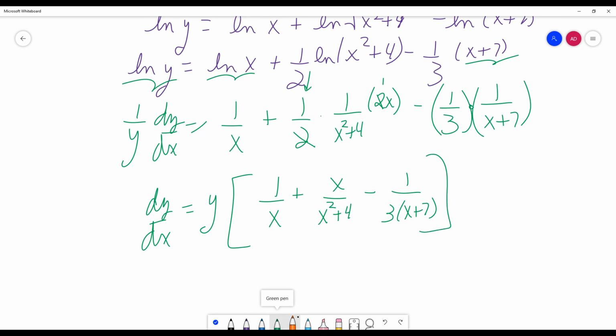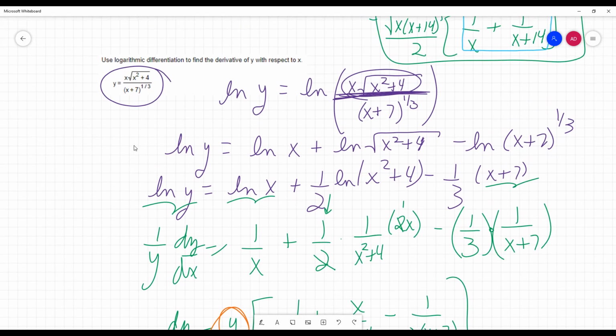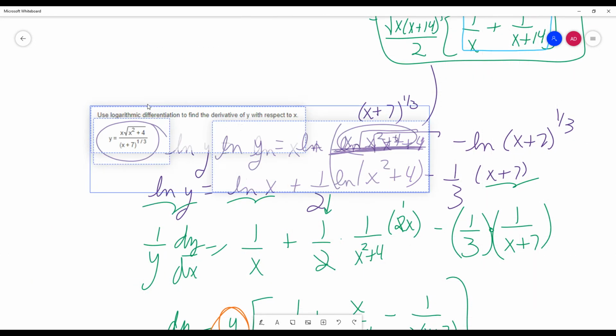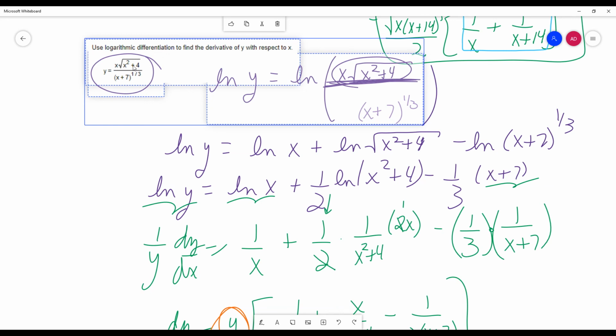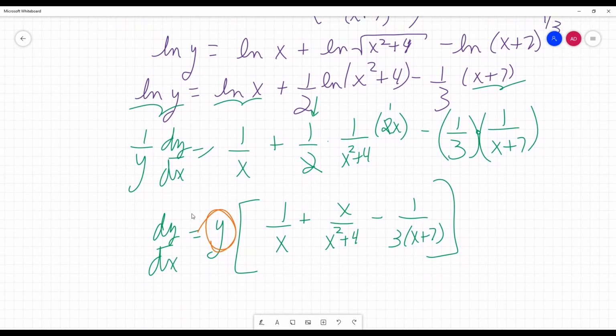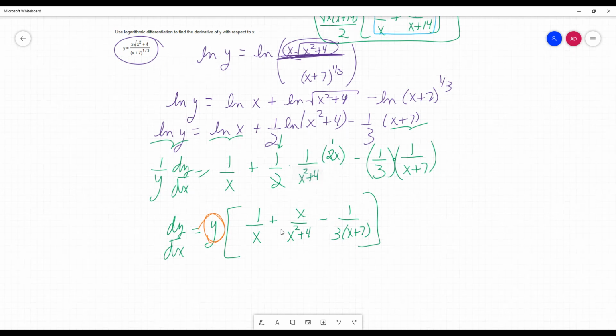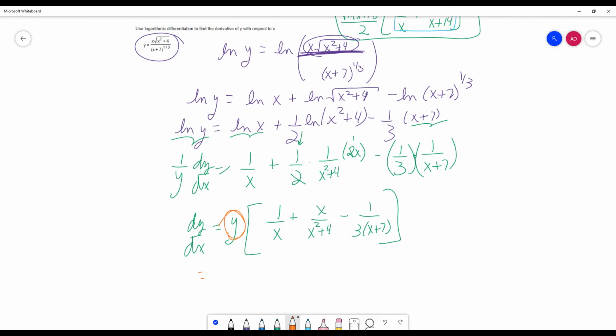And then, last but not least, we know what y equals, right? Remember, y was what was way up top here. Remember this guy up here? That's what my y was. So y is x times the square root of x squared plus 4 over x plus 7 to the 1/3 power. So that guy I'm going to slip on down here. This is how I cheat a little bit. So I go equals x, square root of x squared plus 4 over x plus 7 to the 1/3 power. And then, of course, that expression is all the same.